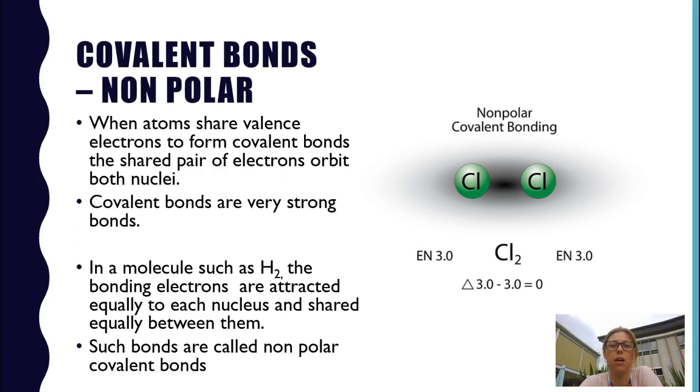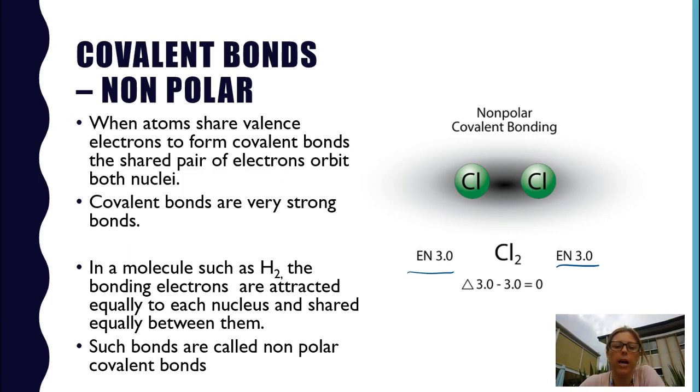With covalent bonds, we have two different types, polar and non-polar. Non-polar is when there's that even sharing of electrons. Here you can see the electronegativity is the same, so the difference in electronegativity is 0, and there is an even sharing of those electrons. These bonds are really strong, so they're going to have higher melting points and boiling points.